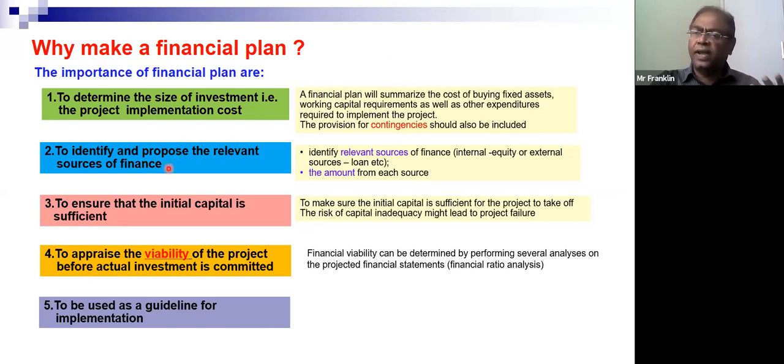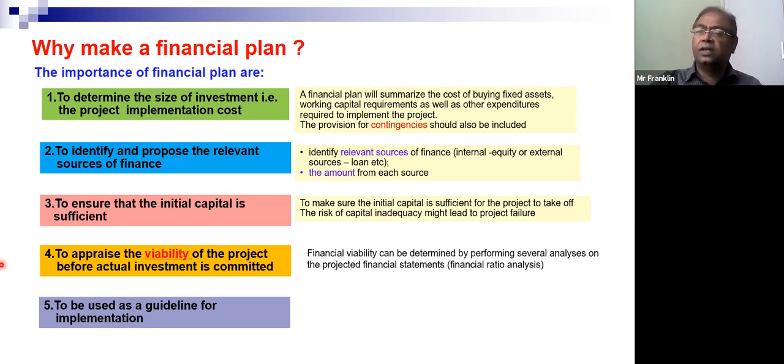Identify the relevant source of finance. So when you do a financial plan, you'll know where the money is coming from. For example, after you do the plan, let's say you want to invest equity 100,000, and maybe a loan of 100,000. But once you do the financial plan, you find out it's not enough. So a financial plan will help you identify what are the relevant sources of finance. Maybe enough or not enough, but you can find out from there. Is it? Okay, then to ensure that the initial capital is sufficient.